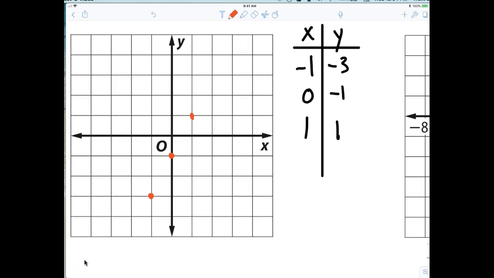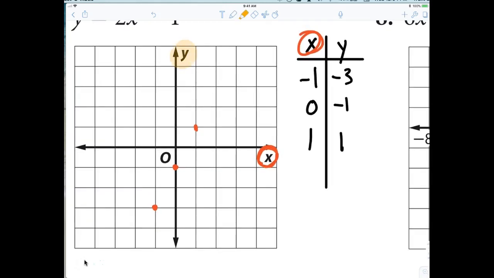You always go left or right first, then you go up or down second. Because this, right here, look up. This is the x-axis. That corresponds here. This is the y-axis. That corresponds there. That's easy.